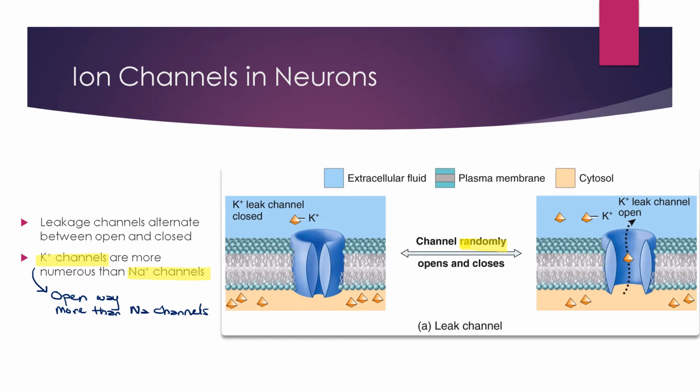Now, leak channels are found nearly in all cells and all parts of neurons as well. These are found in the dendrites, the cell bodies, and axons of all types of neurons.